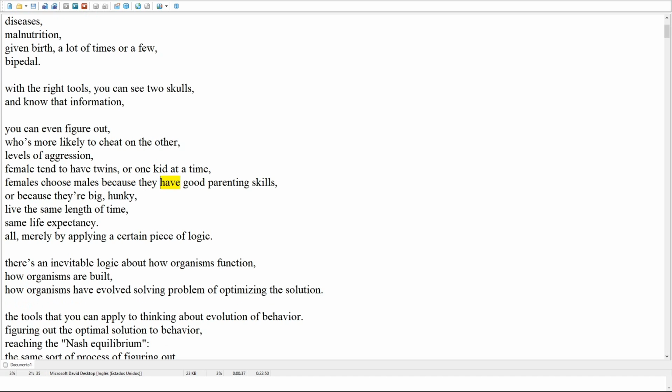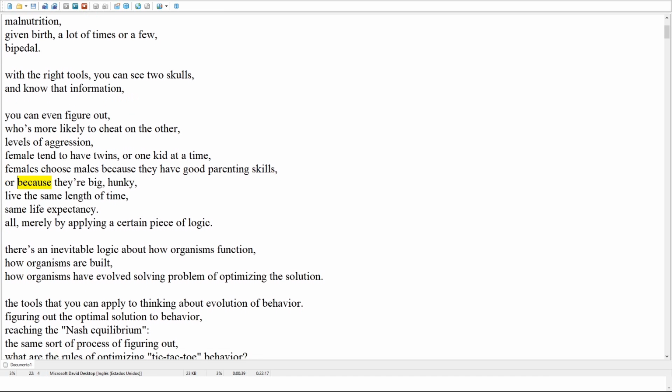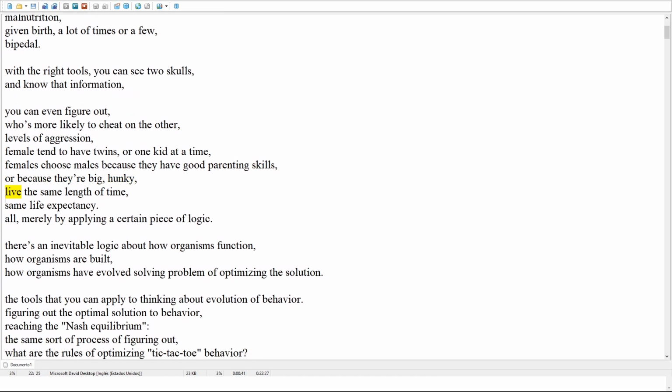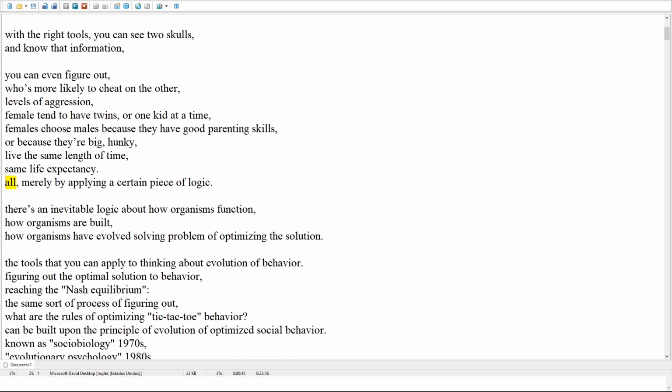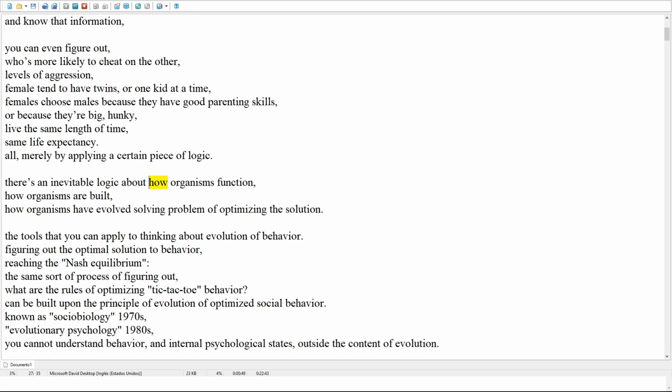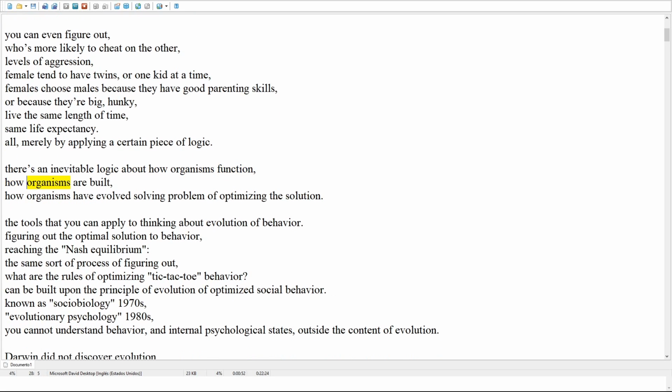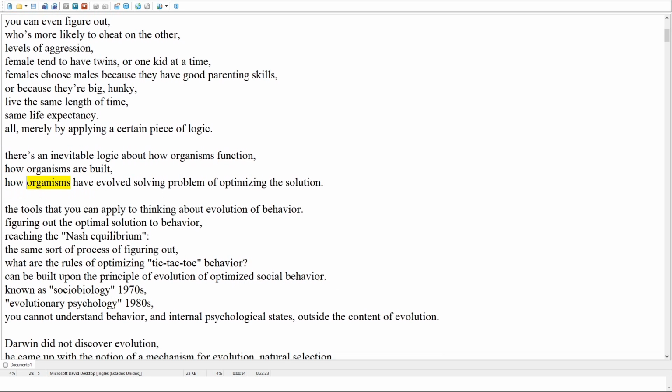Females choose males because they have good parenting skills, or because they're big and hunky. They live the same length of time, the same life expectancy. All of this, merely by applying a certain piece of logic. There's an inevitable logic about how organisms function, how organisms are built, how organisms have evolved, solving the problem of optimizing the solution.